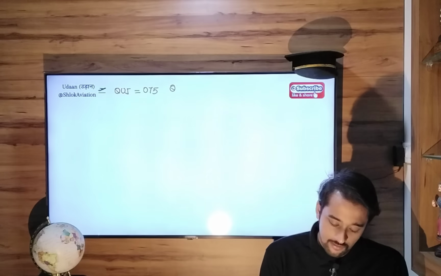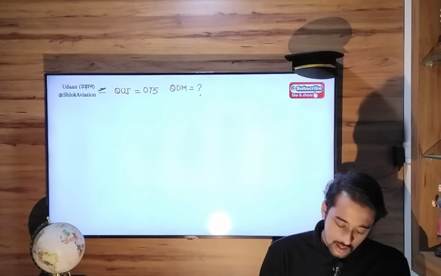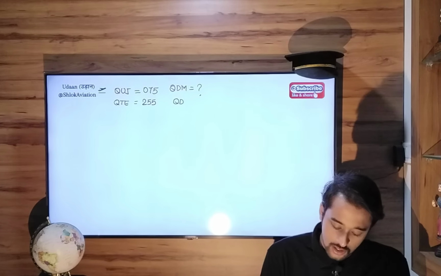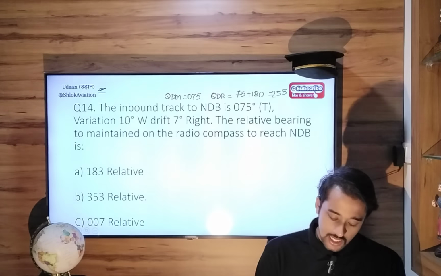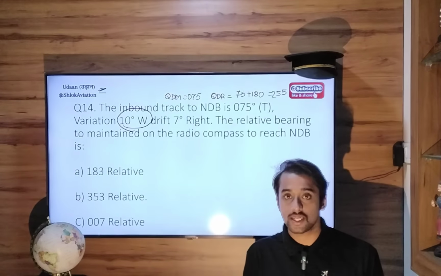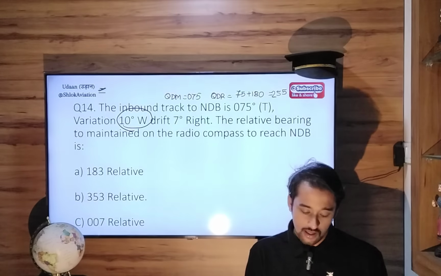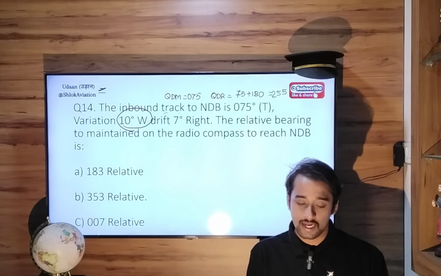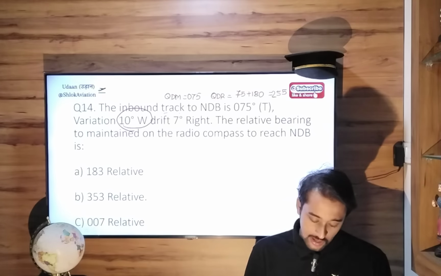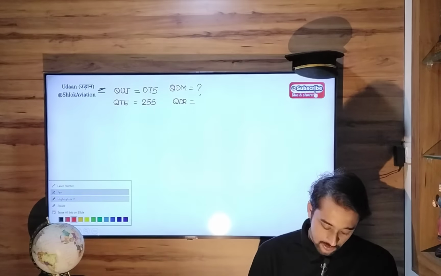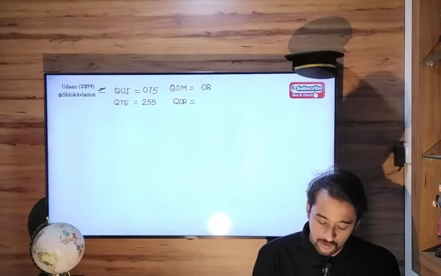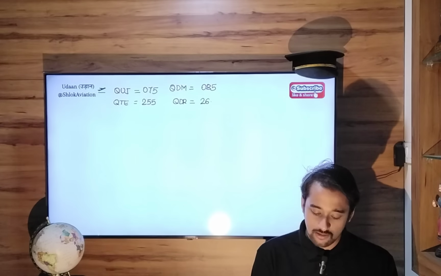The QUJ given to you is 075. So QTE will be 255. So what will QDM and QDR be? Variation is 10 degrees west. If variation is west, magnetic is best. Inbound track is QUJ, in terms of true. So variation is west, magnetic will be best. So QDM will be 075 plus 10, which is 085. And QDR will be 265.